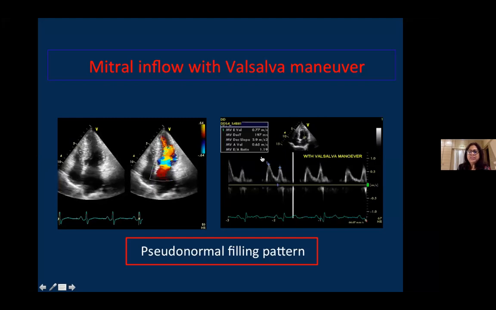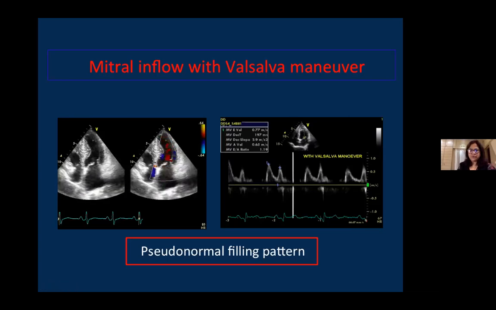So this is not normal. This we call the pseudo-normal filling pattern, where we have unmasked the impaired relaxation pattern by asking the patient to do the Valsalva maneuver. This way, with the help of Valsalva maneuver, we can differentiate the normal and the pseudo-normal filling pattern of the mitral valve.